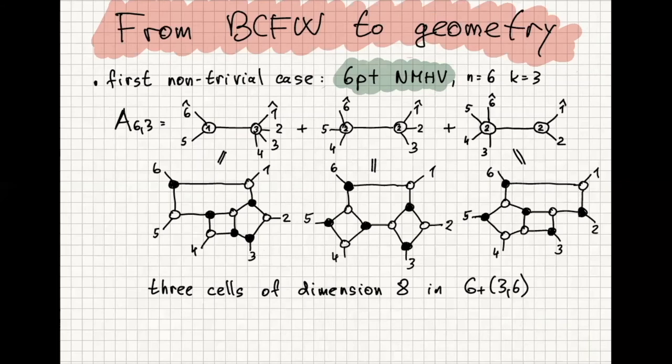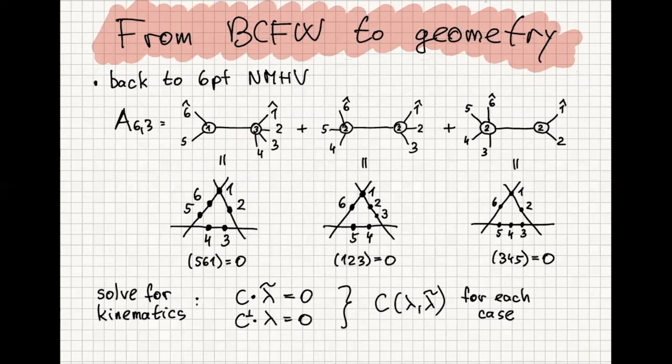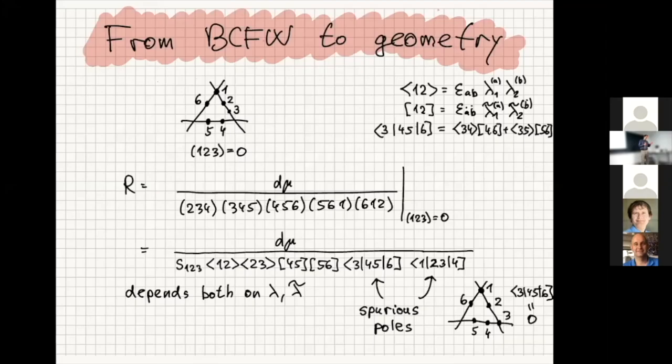In particular, if we do these BCFW recursion relations in terms of on-shell diagrams, we get 3 on-shell diagrams for the 6-point NMHV amplitude, which is just the n equals 6, k equals 3 case. And these 3 on-shell diagrams correspond to 3 eight-dimensional cells in G36. And these are the corresponding configurations. Right, I just write d mu; they are not that important for our discussion. Now, you see some kinematical expression. It has what we would call physical poles, and it has something called spurious poles, which will eventually cancel once we sum all 3 terms.